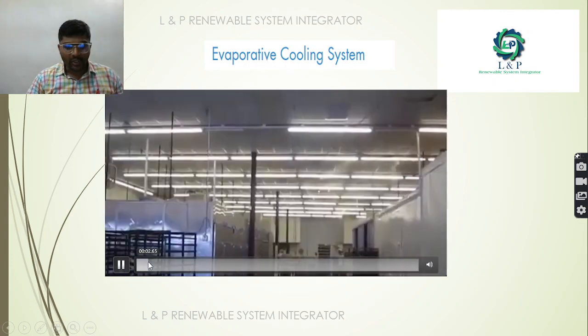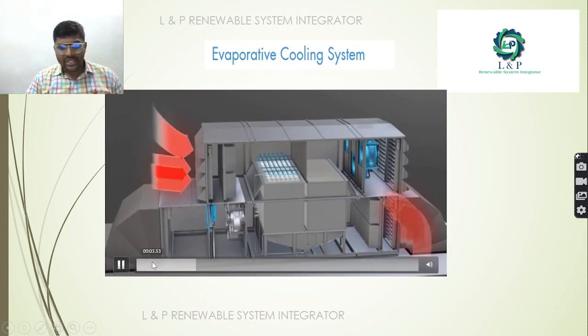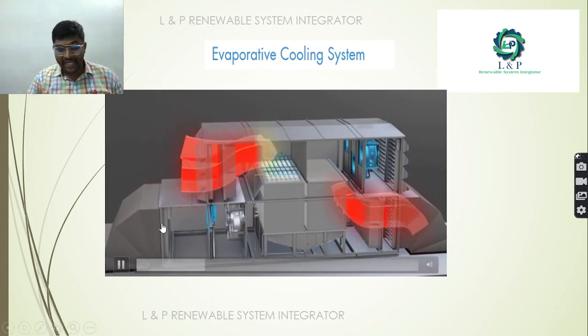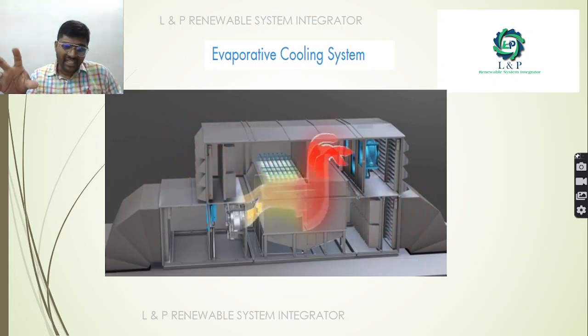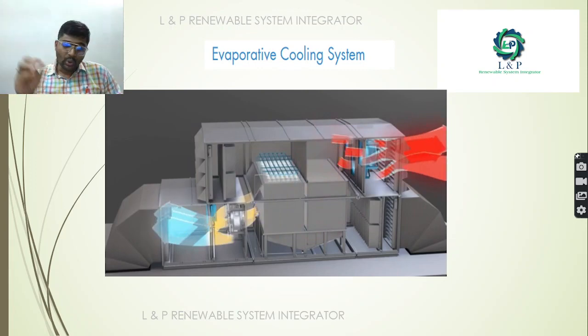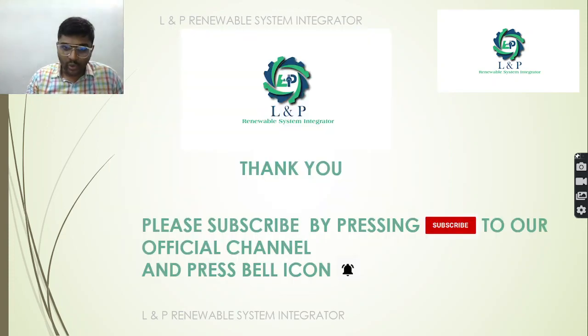This is another overview of how an evaporative cooling system works. As you can see here, hot air is being taken inside. This red color indicates the hot air. With the help of the evaporative cooling system and the fans, we are converting that into cool air, and the cooled air is returned back inside the building duct. This is how an evaporative cooling system works.